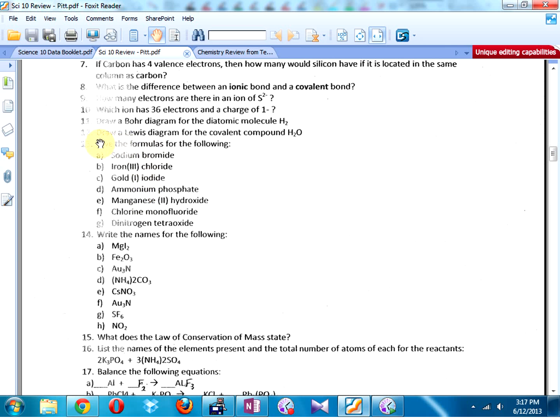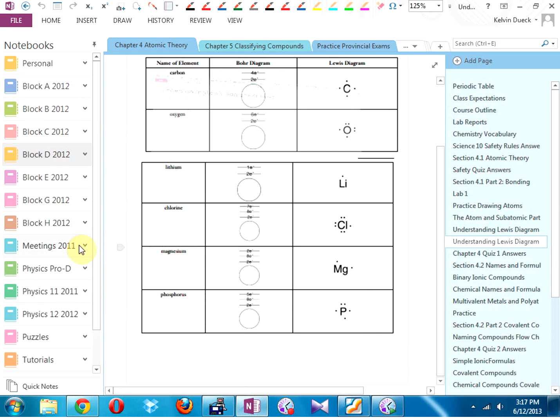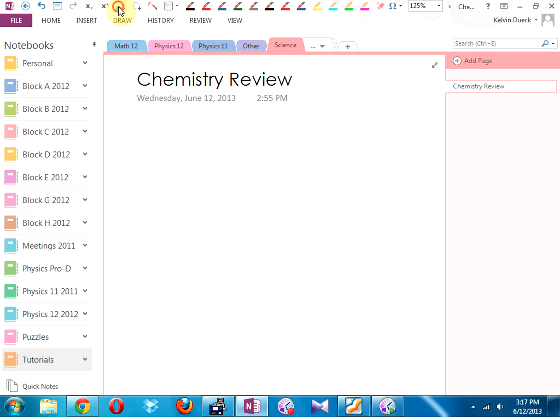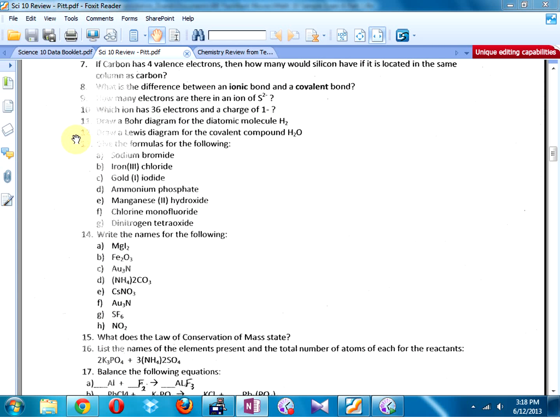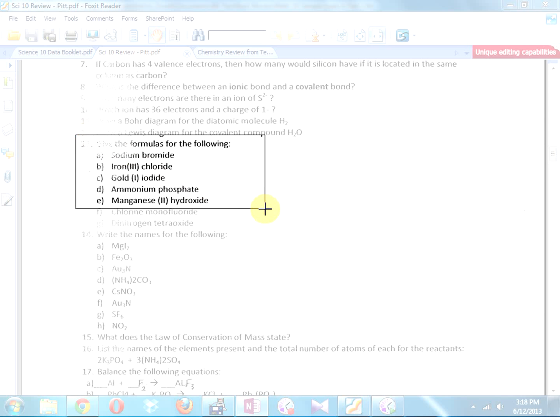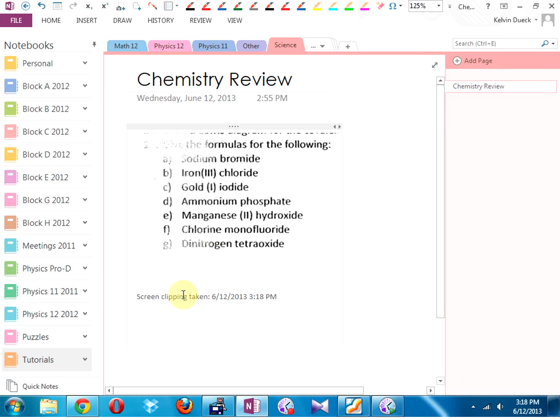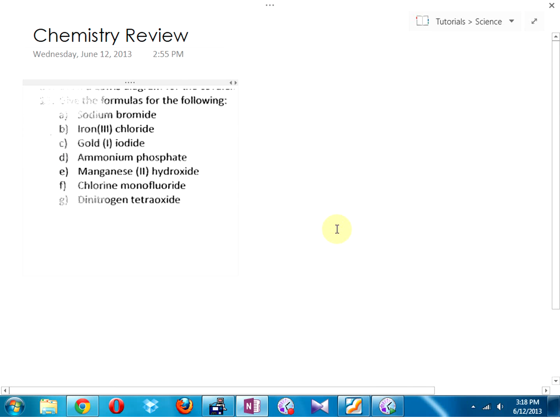Give formulas. Okay, so this is where we're going to start to do some. So number 13, I'm going to go back to tutorials. We're going to start to give formulas for some of the following. This is where we're going to start to use the crisscross rule and all that stuff. Okay? Sodium bromide.